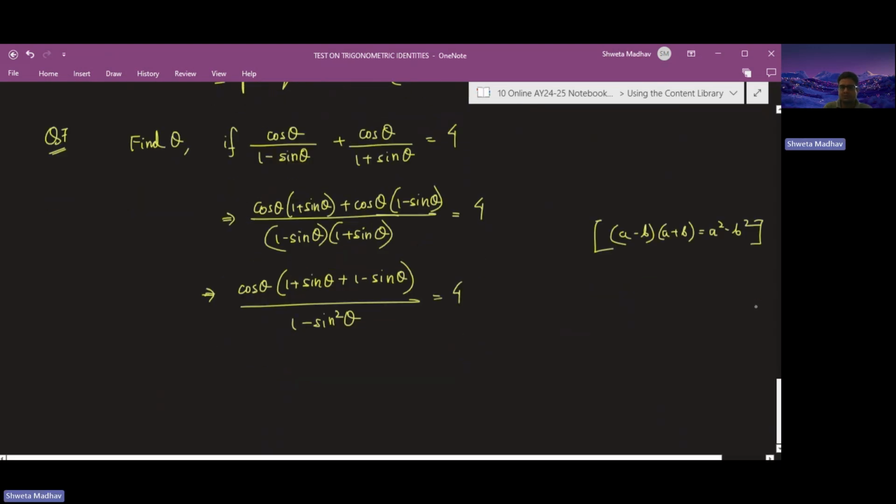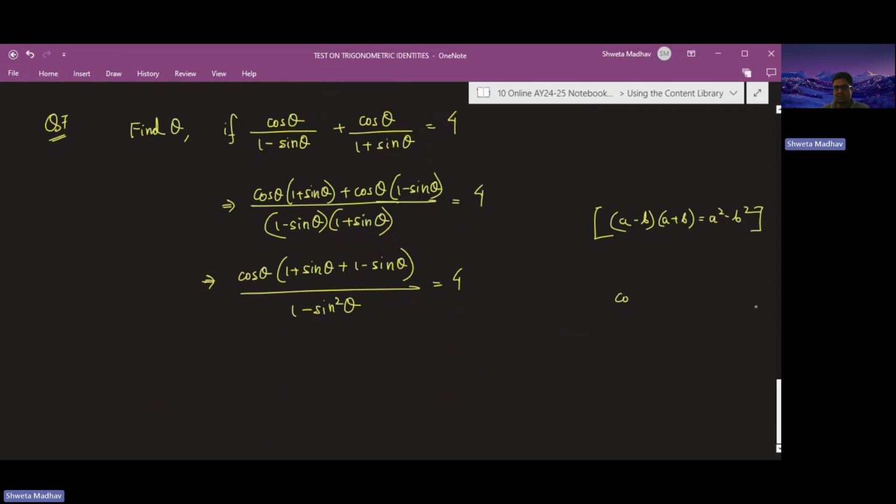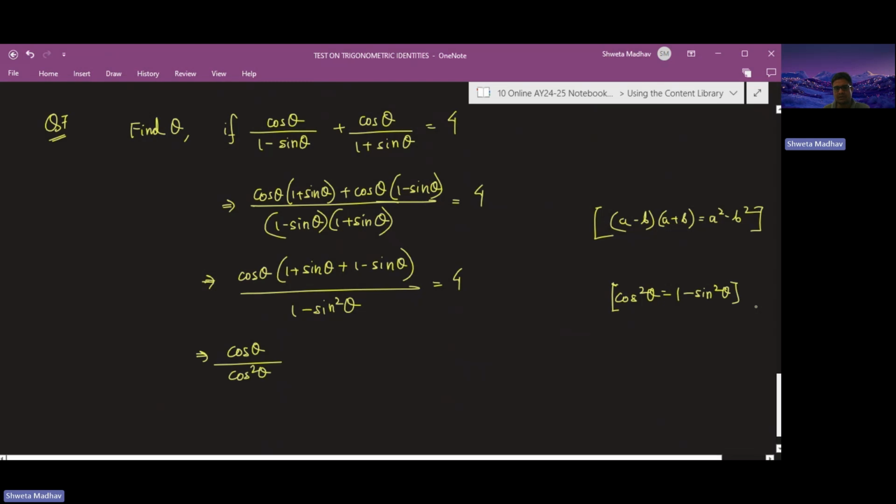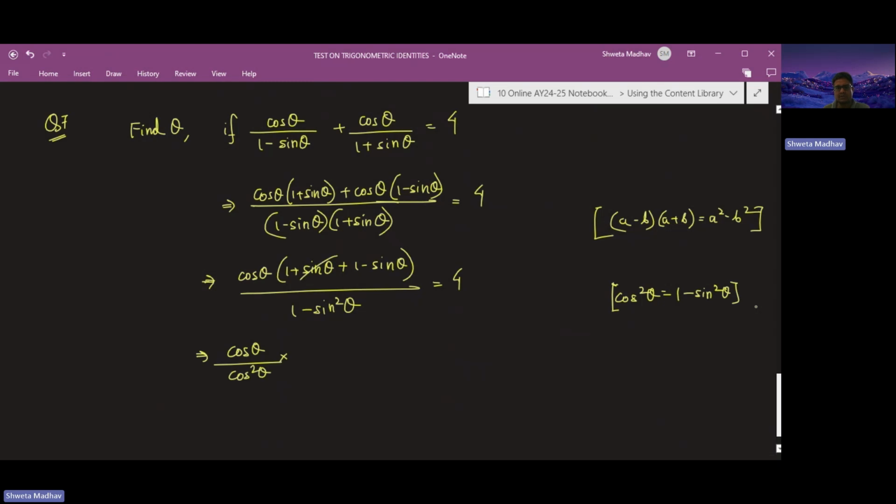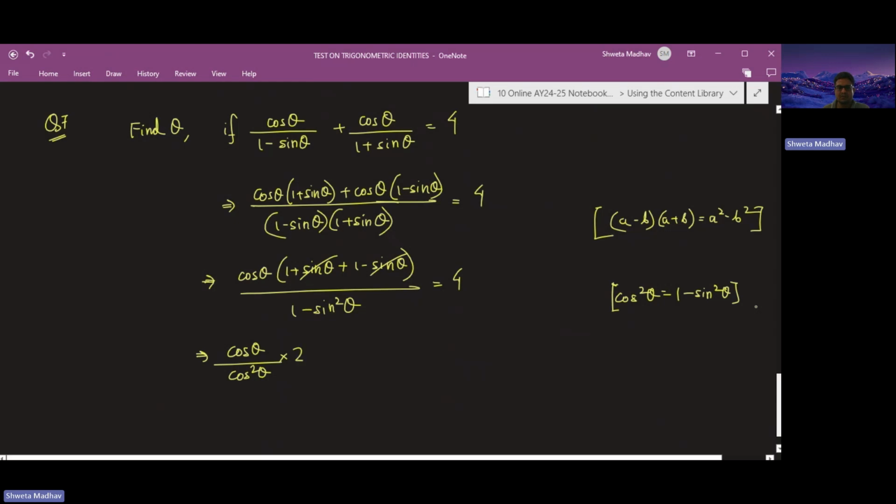Now 1 minus sine square theta is cos square theta. We know that cos square theta is equal to 1 minus sine square theta. So therefore we can say that this will be cos theta divided by cos square theta into, now sin theta will get cancelled since we have plus sin theta and minus sin theta. So they will cancel. And 1 plus 1, that is 2. So that is equal to 4.